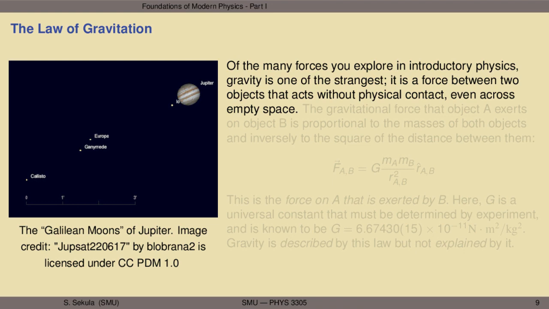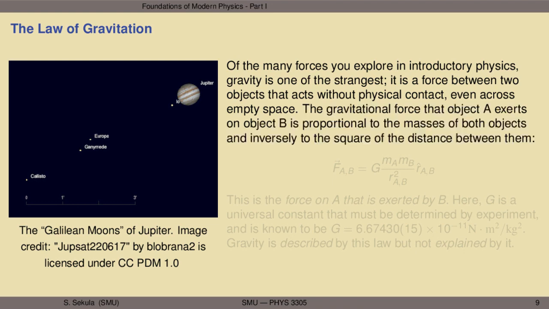Now, the gravitational force that an object A exerts on an object B is proportional to the masses of both objects and inversely proportional to the square of the distance between them. And this is codified in the law of gravitation. That is, the gravitational force between any two bodies, so for instance the force on A that's exerted by B, is proportional to the product of their masses divided by the distance squared between them. The constant of proportionality, G, I'll get to in a moment, but the force points from the object that's acted upon, A, toward the object that's doing the acting, B. So it's an attractive force.